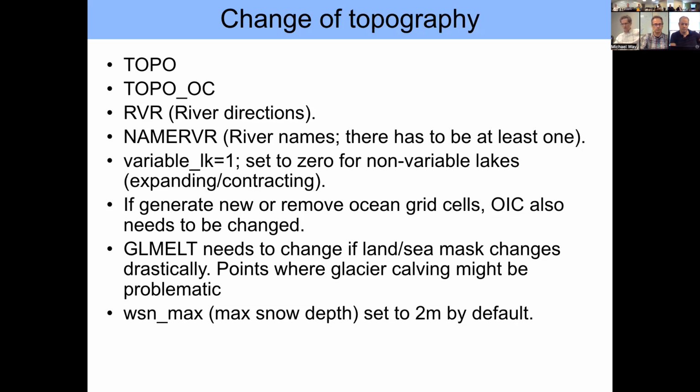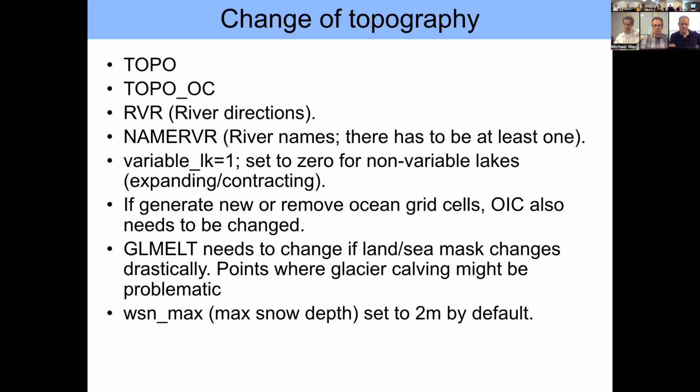OIC is the ocean initial conditions file. I don't think we have time to discuss this. It's kind of complicated, so you should probably look at this file and figure out what is in there, and maybe ask us, or we can discuss it during Q&A. But pretty much, the OIC file is the ocean initial conditions file. It should be compatible with the topo OC conditions, and if you modify one, you have to modify the OIC file.